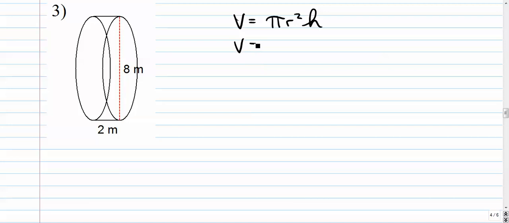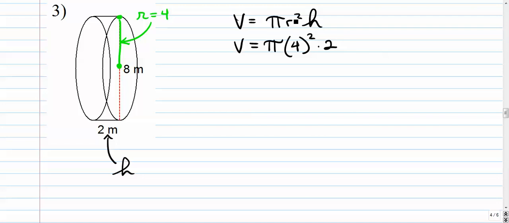Number 3, volume pi r squared times h. The reason I gave this example is because it's kind of sitting up on its side, so we need to make sure that this is our height and our radius, put it in green, our radius is from here to here, so that would be 4. So just be careful that you're not accidentally using the height as your radius or vice versa. And that's 16 times 2 is 32 times pi is 100.531 cubic meters.